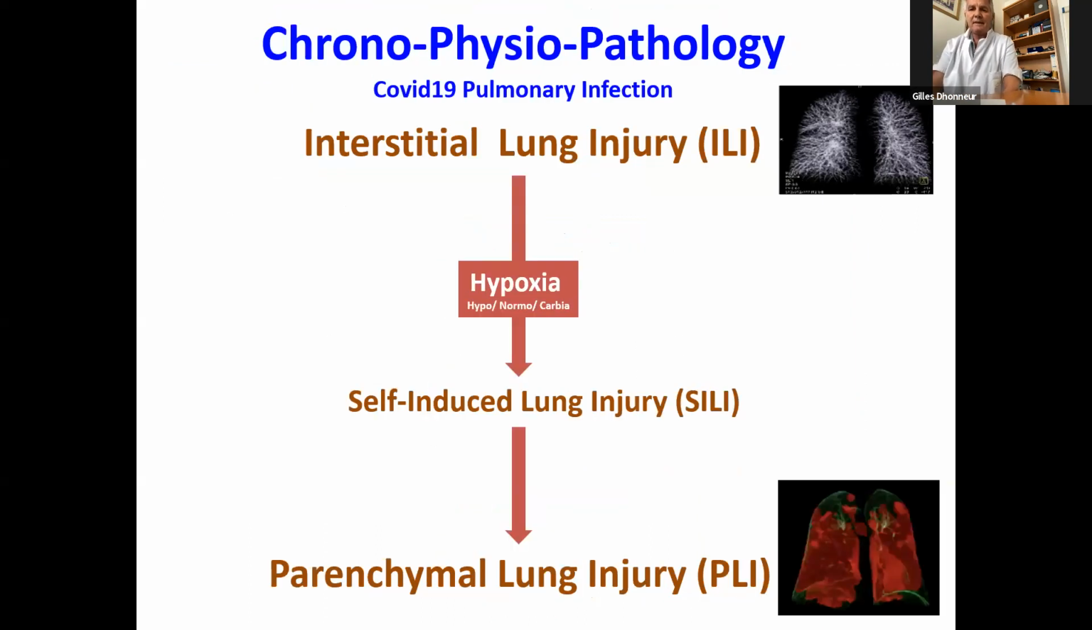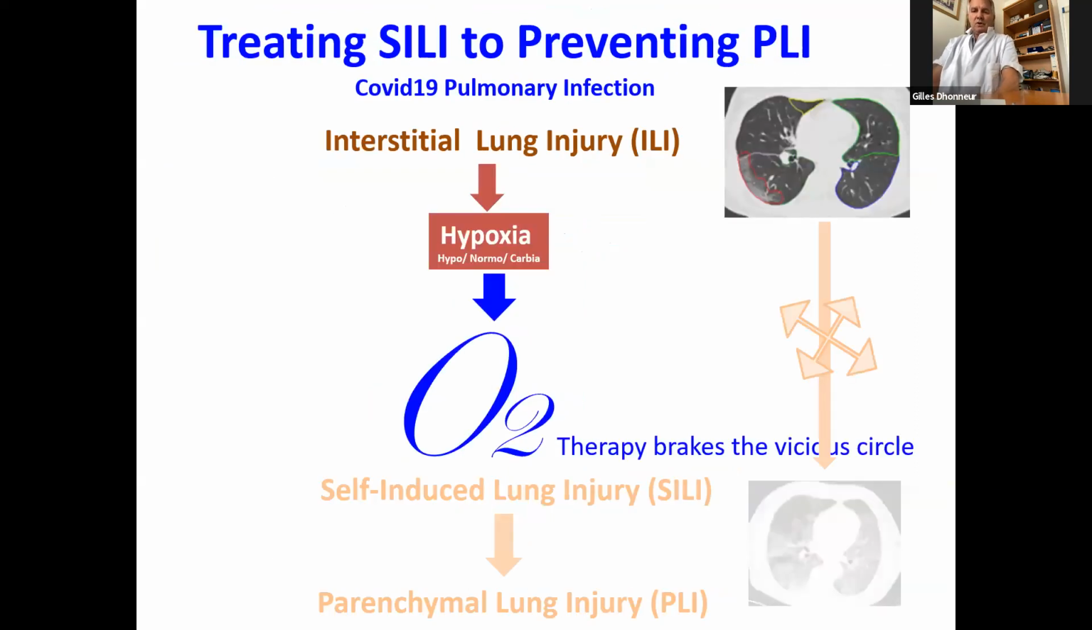Next slide, please. And these are the major steps: interstitial lung injury, severe hypoxemia. Usually the patients at this step present hypocarbia or normal carbia, then occurs the self-induced lung injury, and finally it ends by tracheal intubation when the patient has parenchymal lung injury. Next steps. So this is the place where we place oxygenotherapy to break the vicious circle.